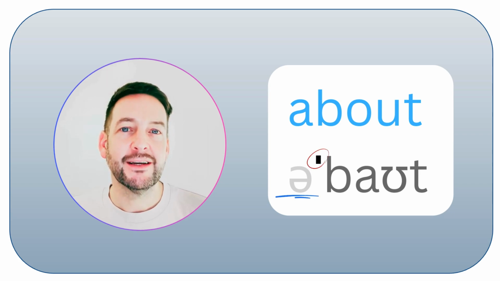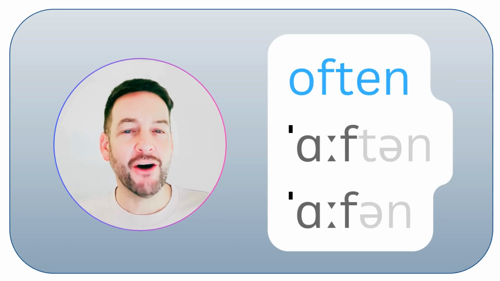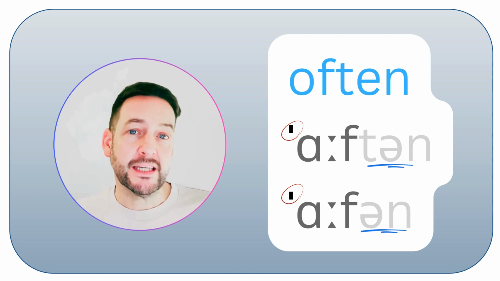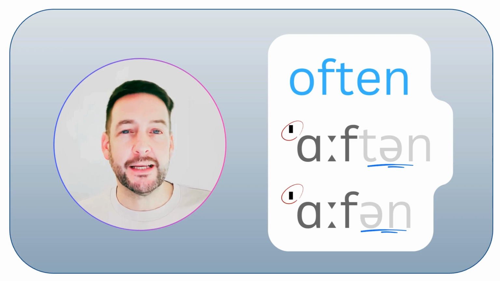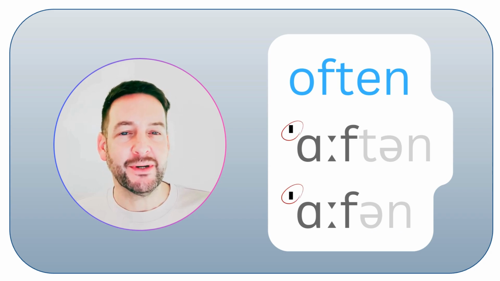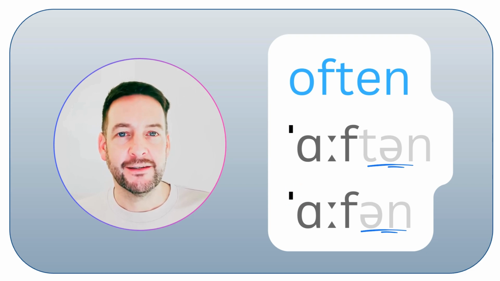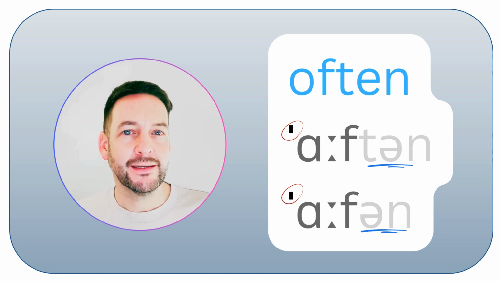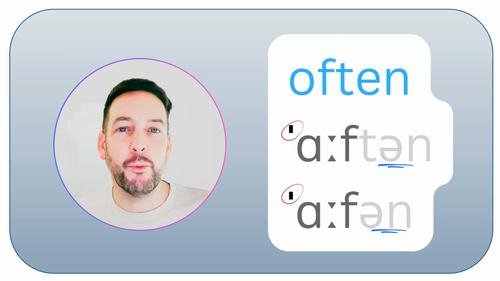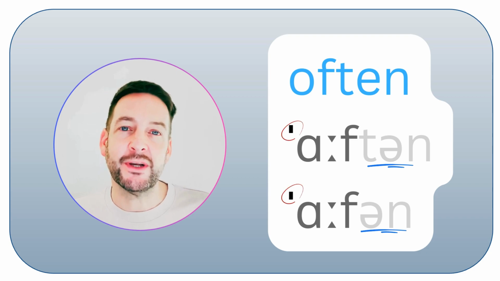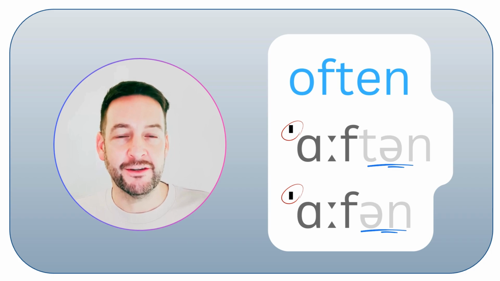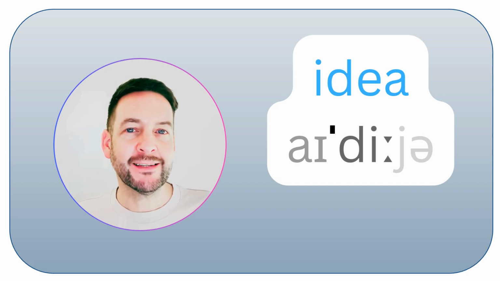About. Next, "often." "Often" is another two-syllable word, but this time the first syllable is stressed, and you see the schwa in the second syllable. And the pronunciation is "often." Again, schwa is quicker and quieter than the stressed syllable. Now, as you may know, many people omit the T sound in this word, so I've also included that pronunciation. Often. Let's try a three-syllable word next.